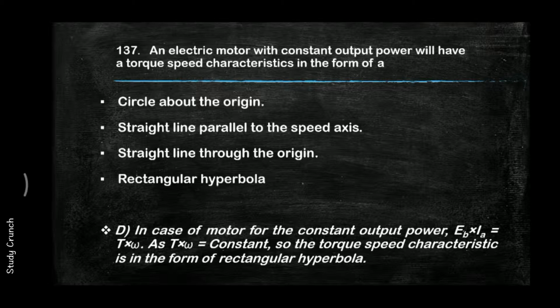Next, an electric motor with a constant output power will have torque speed characteristics in the form of a rectangular hyperbola. In case of the motor, constant output Eb into Ia is equal to T into omega. So T into omega is constant, so the torque speed characteristic is in the form of a rectangular hyperbola. So the answer is D.